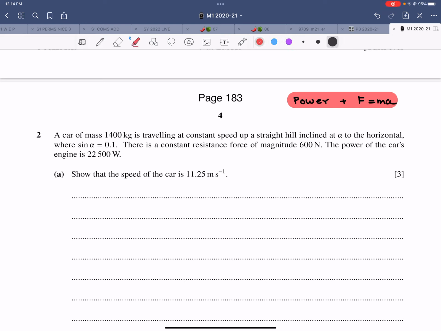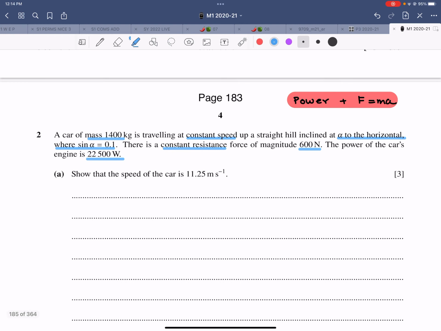Now, let's start underlining. Mass is 1400, constant speed, straight hill, alpha to the horizontal. Now, straight means the surface is straight, but it's an inclined plane. That's why the value of sine alpha is given. There is a constant resistive force of magnitude 600 Newton. Power of the car's engine is this much. Show that the speed of the car is this.